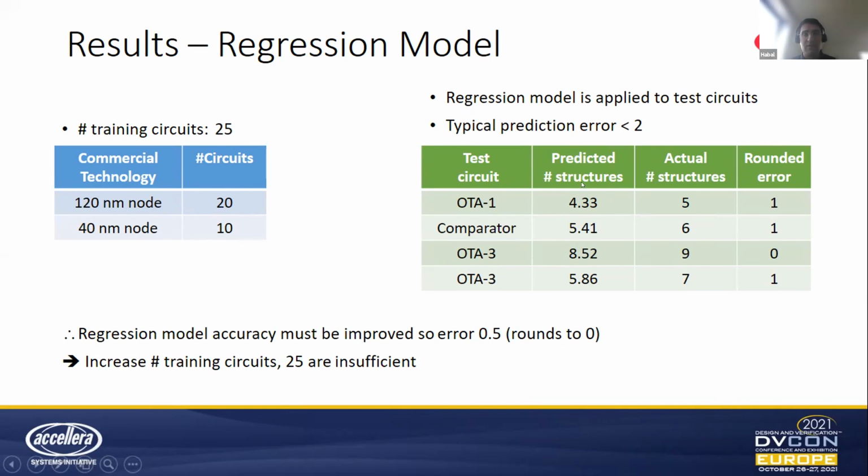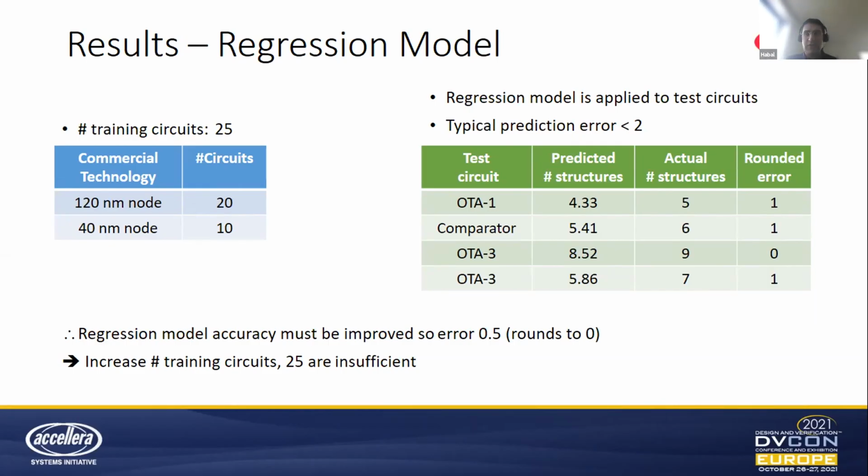This is the value, the predicted number of structures from the regression model. This is the actual value that the designer gives us, what he believes are the correct structures. If you take the absolute difference of these and round it, because of course the number of structures has to be an integer, you get some error. Our error up till now was confined to less than 2. Ideally, you want this error to be less than 0.5, so it rounds to 0, and you have an accurate guess of the number of structures before you go to k-means plus GCN.